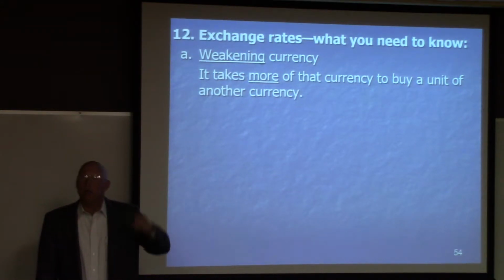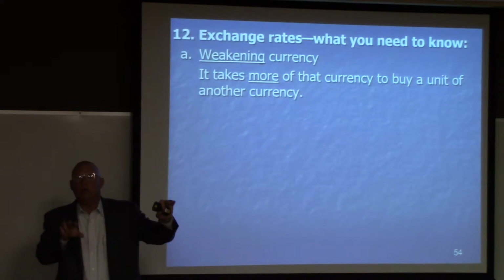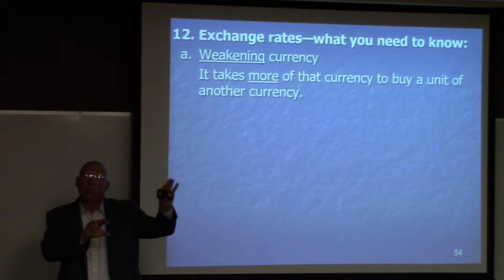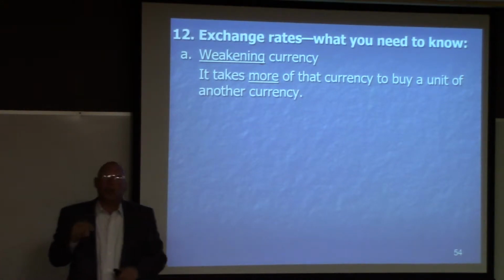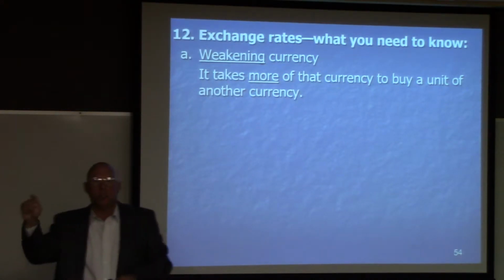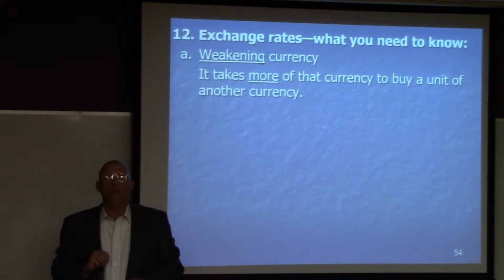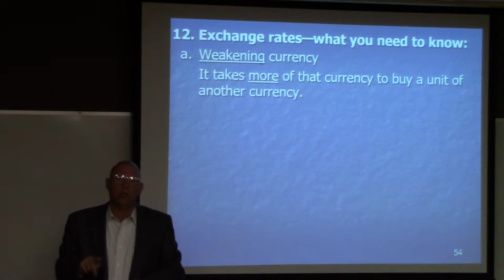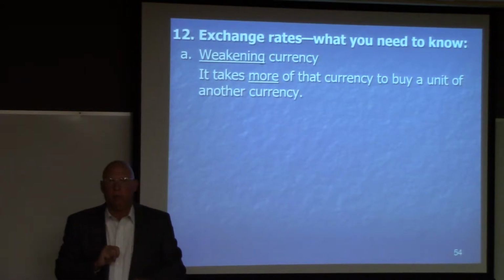So let's use the Japanese yen and the American dollar. If the American dollar is weakening, the question is weakening against what? Is it weakening against the yen, or is it weakening against the euro? The US dollar could be moving in one direction against the euro and moving in another direction against the yen. So when you start talking about a weakening versus a strengthening currency, you have to also follow up with which currency you are pairing it against, okay?